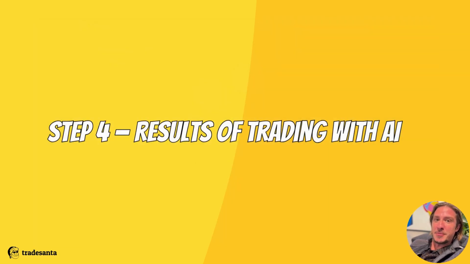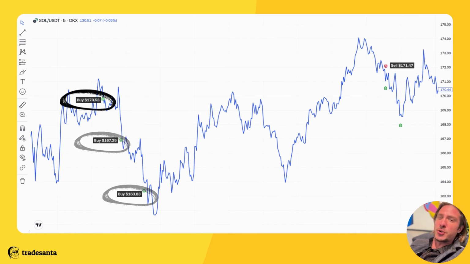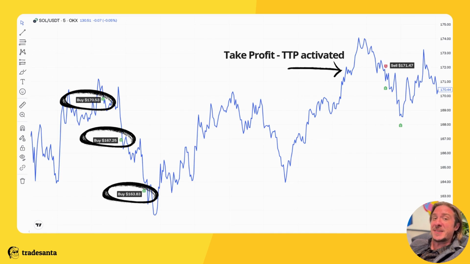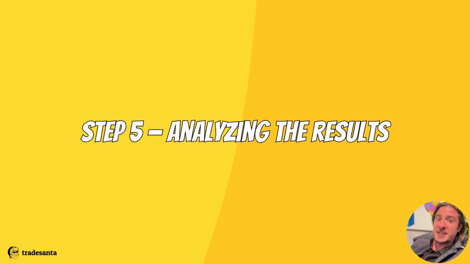Okay, so the bot's been running for some time now. Let's check in and see how it's been performing. On the 18th of February, the bot entered the market, buying $20 worth of Solana when the price was around $170. But then, SOL's price went down, and the bot placed 2 extra orders. Next day, Solana started climbing and hit the take profit target, which activated the trailing take profit. As soon as it reached its maximum and dropped by 1.5%, the trailing take profit kicked in, and the bot closed the position at around $171.